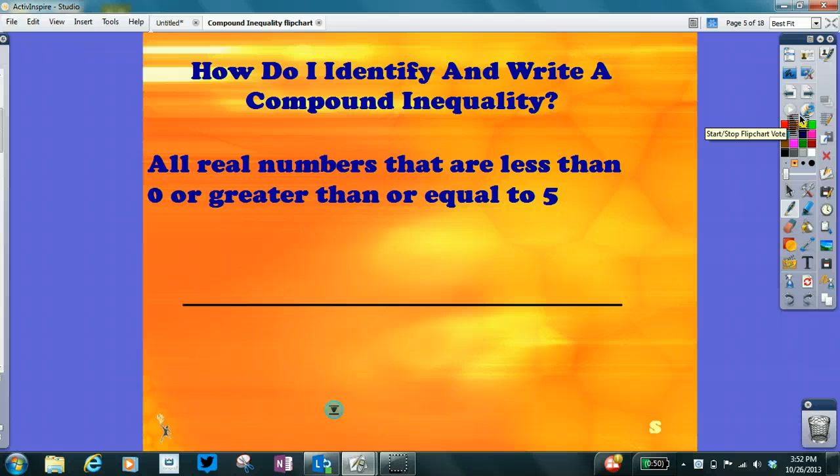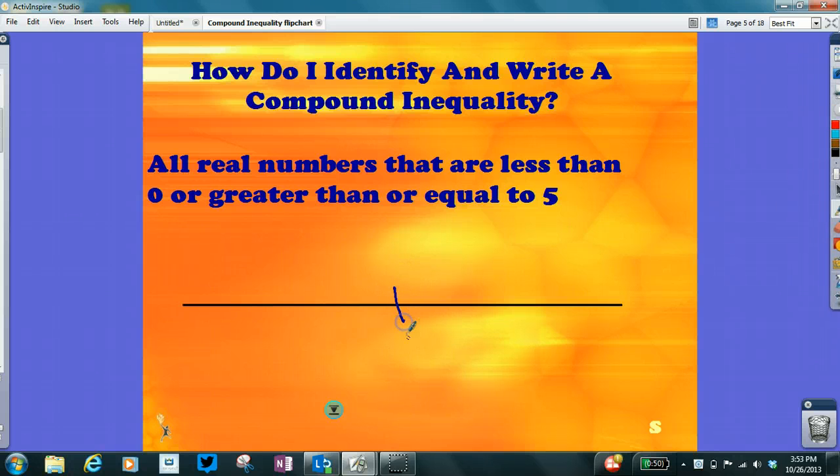Alright, what I would like you to do before I do this one, just read this one. All real numbers that are less than 0 or greater than or equal to 5. You can draw this number line and see what you come up with, and we will see if we match.